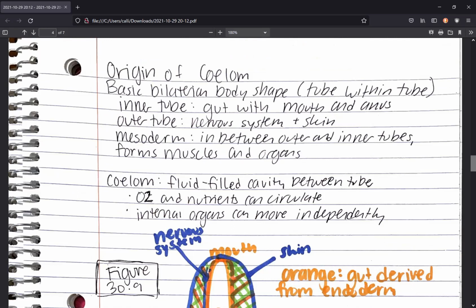Then we talked about a big topic in this chapter dealing with the coelom. So the basic bilaterian body shape is a tube within a tube. We have the inner tube, which is the gut with a mouth and an anus. The outer tube consists of the nervous system and the skin, and then we have the mesoderm in between these tubes, which forms muscles and organs. So what is a coelom? A coelom is a fluid-filled cavity between the tubes. Its importance is that it allows oxygen and nutrients to circulate and gives internal organs independence to move.